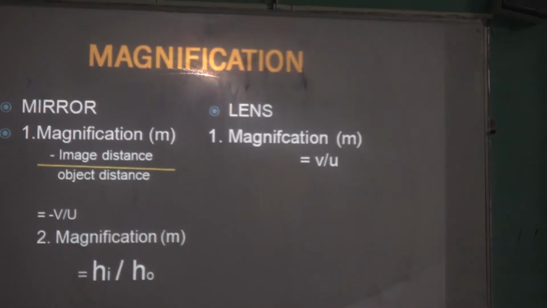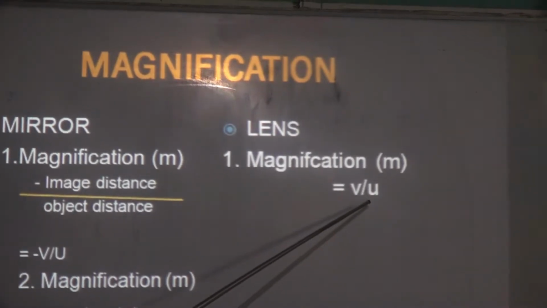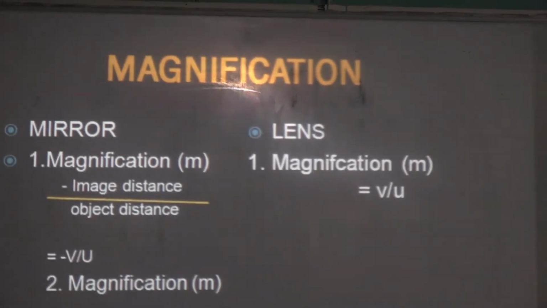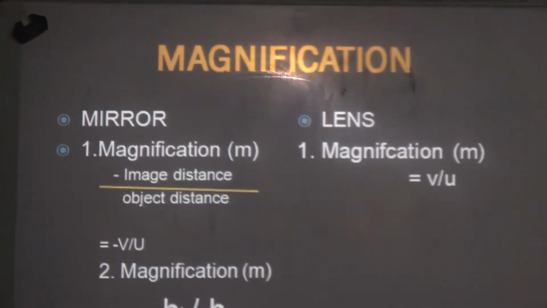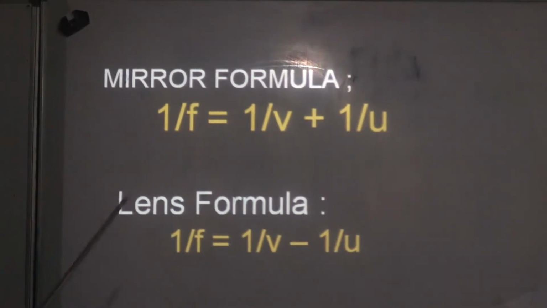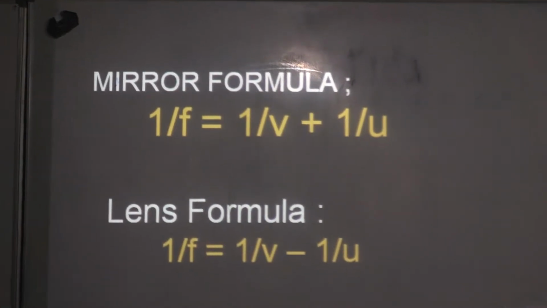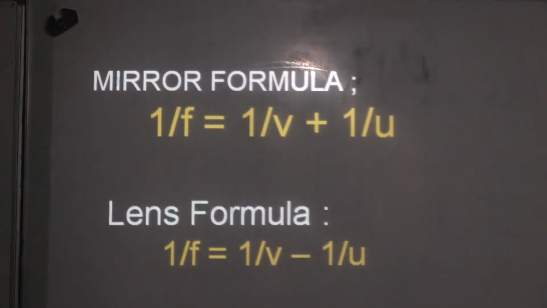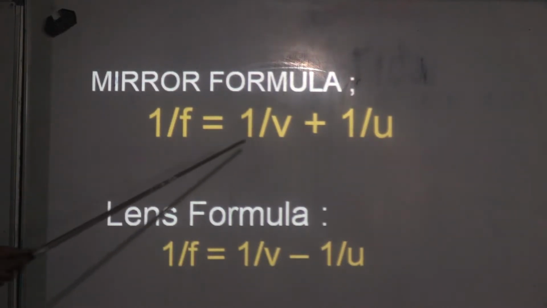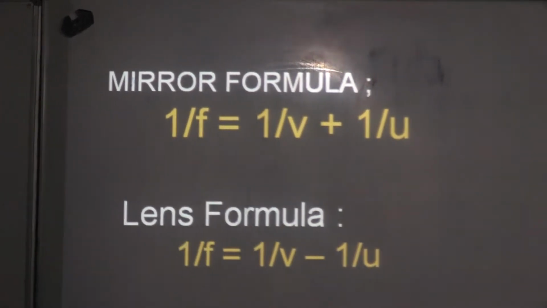In lenses we use the same formula, but in mirrors we use minus V by U, while in lenses we use just V by U, image distance by object distance. That is the magnification. Another important concept is the mirror formula. This is the most important thing. As you observe the characteristics, as the object approaches the mirror or lens, the image moves away from the lens or mirror. That means there is a relation between the object distance and image distance. That relation is given by the mirror formula: 1 by F is equal to 1 by V plus 1 by U. F is the focal length, V is the image distance, U is the object distance.